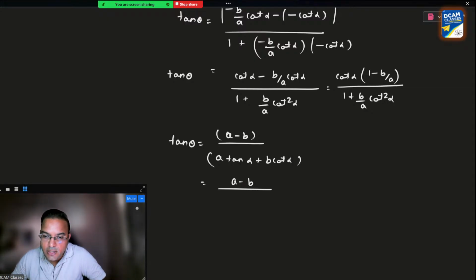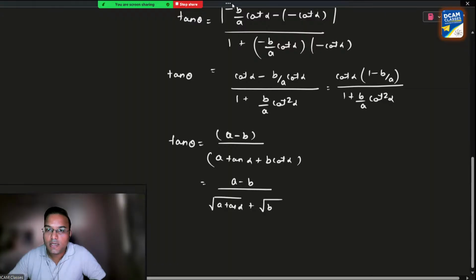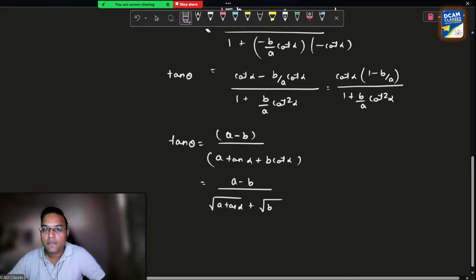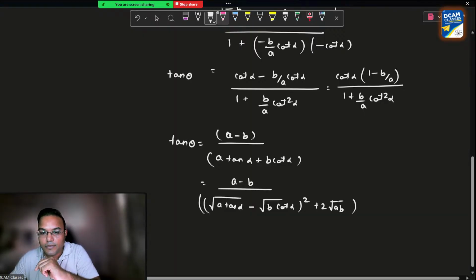Acha, I can do one thing. If I take this as root a tan alpha plus root b cot alpha, or I'll do minus, then I'll be able to find out. If I take its square, this is a tan alpha plus b cot alpha will be there. Minus 2 root ab will be there. So I'll add 2 root ab. I think we have got it.